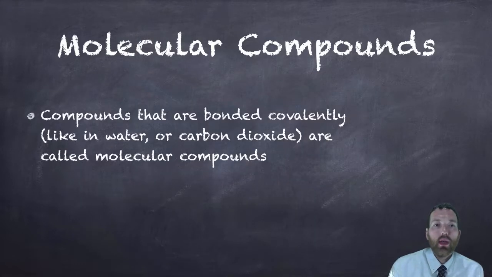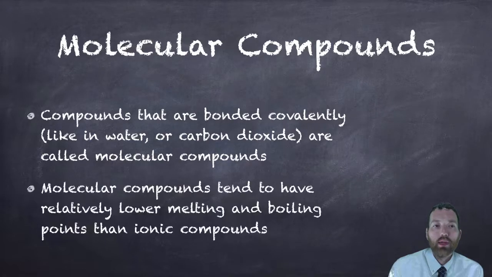So compounds that are bonded covalently, like water or carbon dioxide or any of the other examples you've seen so far, are called molecular compounds. Molecular compounds tend to have some of the same properties due to the type of bonding they have. So they have relatively lower melting and boiling points than ionic compounds. Remember, ionic compounds are being held together with those really strong forces of attraction between the cations and the anions. And because of that, they melt and they boil at really, really high temperatures.